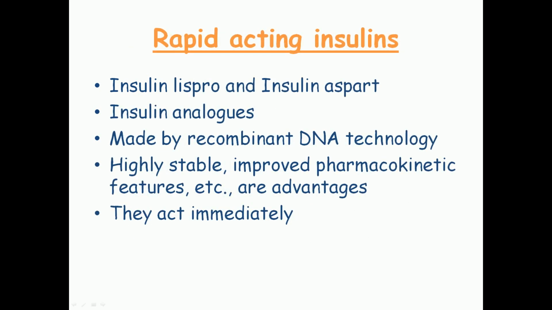There is also another group which is known as rapid-acting insulins. This includes insulin lispro and insulin aspart. These are basically insulin analogues which are made by rDNA technology, also known as recombinant DNA technology. These compounds are highly stable, they have improved pharmacokinetic features, etc. And these are the advantages. So they act immediately as soon as they are administered.